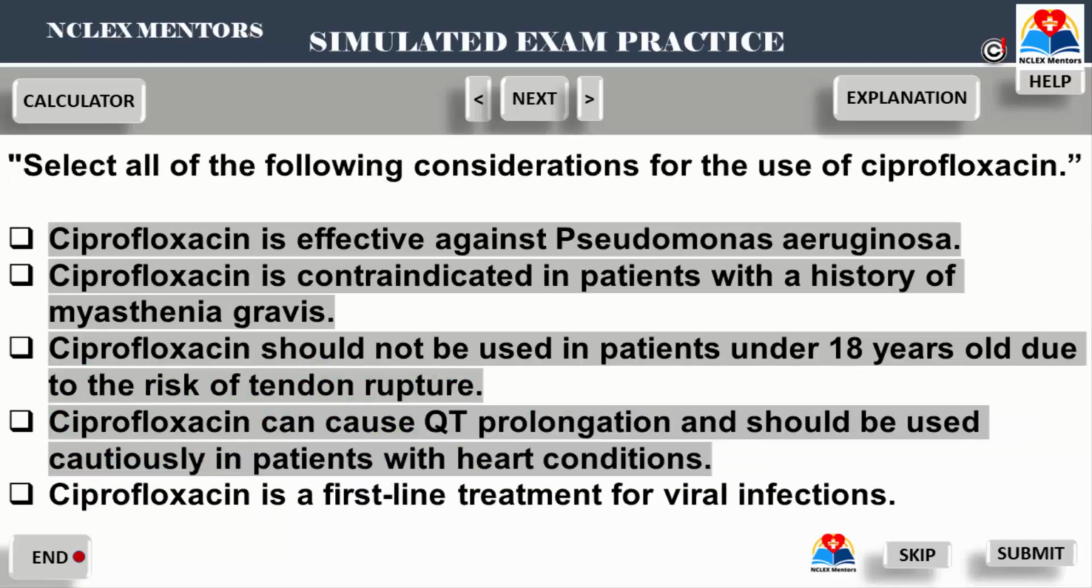Step 3. Final selection. After careful evaluation, the correct answers are: ciprofloxacin is effective against Pseudomonas aeruginosa. Ciprofloxacin is contraindicated in patients with a history of myasthenia gravis. Ciprofloxacin should not be used in patients under 18 years old due to risk of tendon rupture. Ciprofloxacin can cause QT prolongation and should be used cautiously in patients with heart conditions.